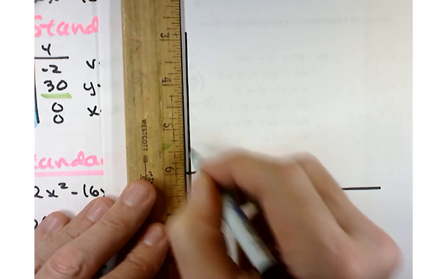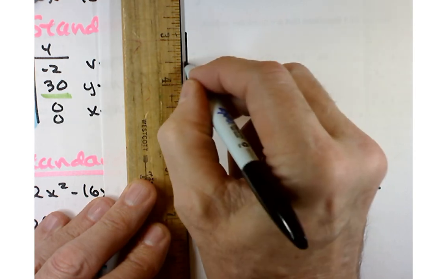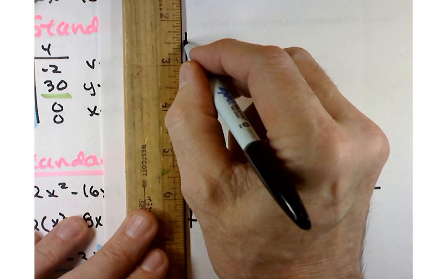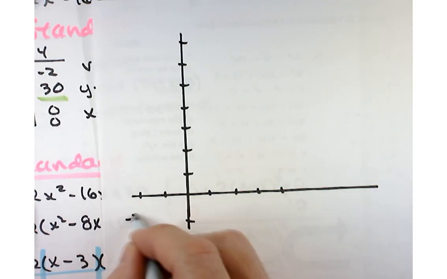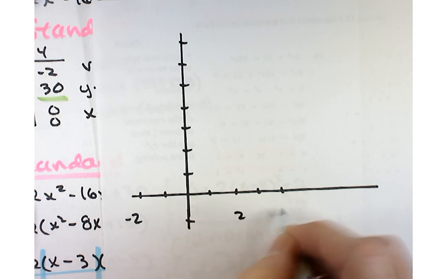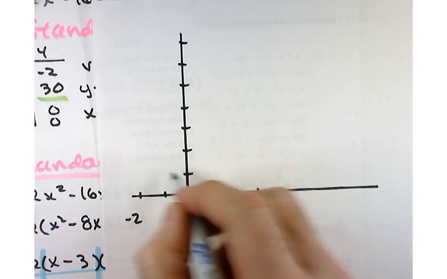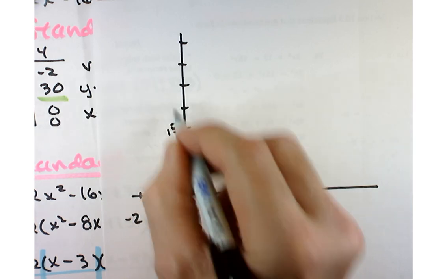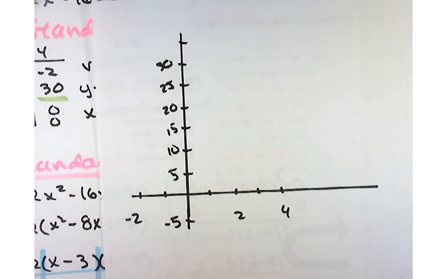1, 2, 3, 4, 5, 6. So I'll label that negative 2, 2, and 4. This will be negative 5, 5, 10, 15, 20, 25, and 30. That should be pretty good.